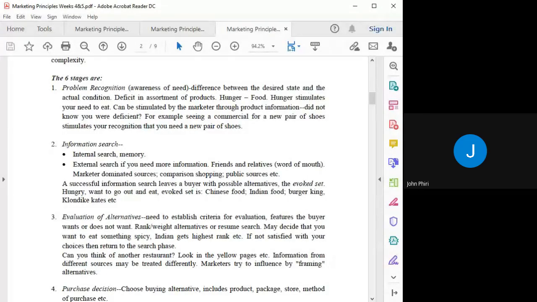What is "to buy" in your mother tongue? Sir, number four was make decision. To buy, purchase decision. It's called purchase decision. That's number four. And then what's number five? Post-purchase decision. Okay. Post-purchase decision.